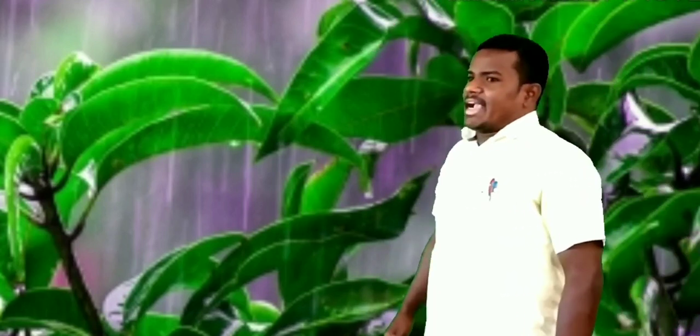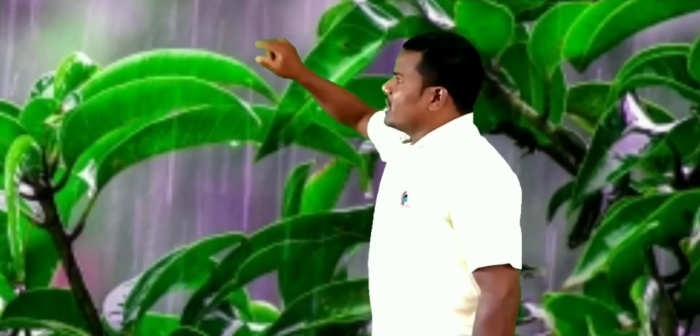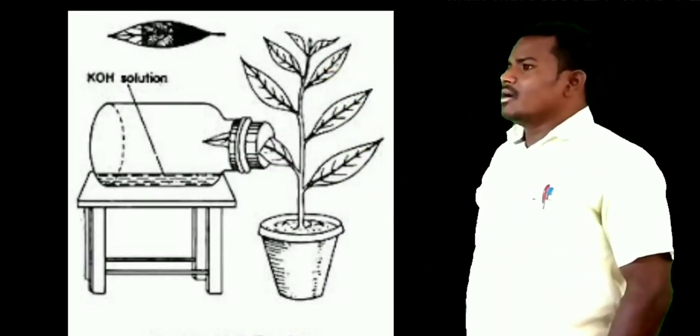What is the importance of CO2? CO2 is an essential required factor for photosynthesis. How can we show that? With the help of the Moll's half-leaf experiment, using iodine and potassium hydroxide solution. So what is the aim here? To prove that CO2 is an essential required factor for photosynthesis, by using potassium hydroxide solution in Moll's half-leaf experiment. This is the diagram.